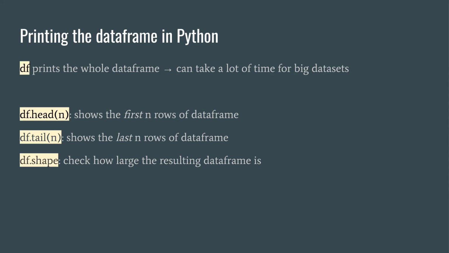methods such as data frame head to show the first n rows of the data frame. Similarly, you can use data frame tail to show the bottom n rows of the data frame. And if you're interested in how large the data frame is, you can call data frame shape.